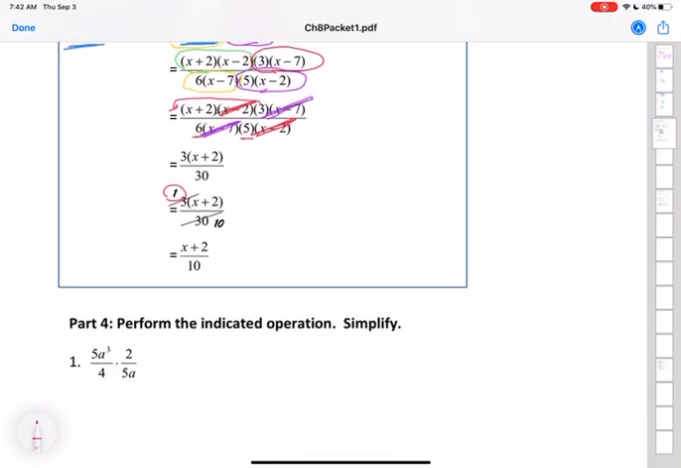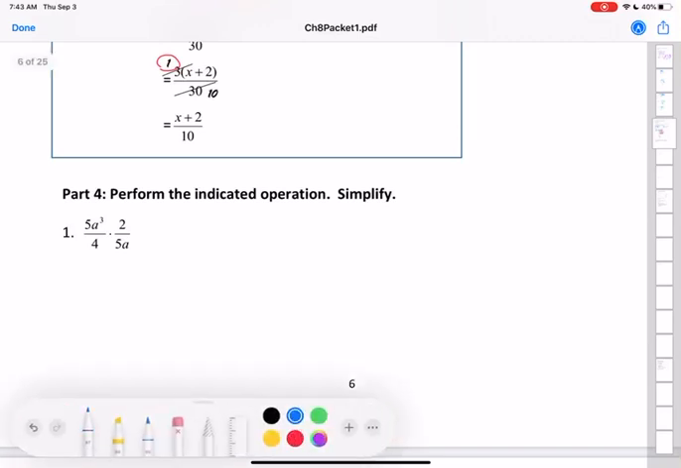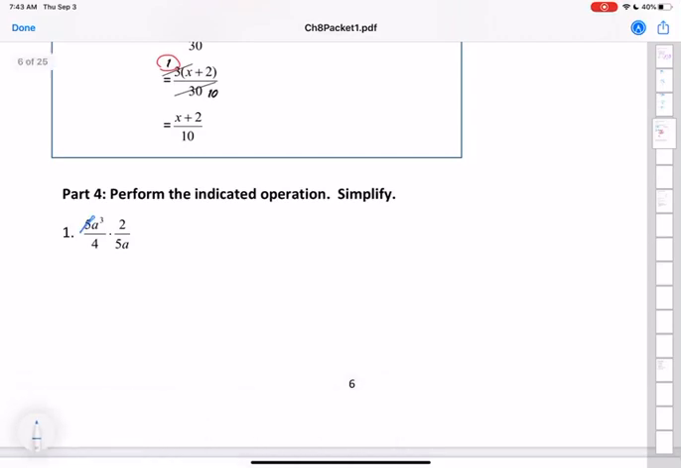All right, so take a look at this next one. We have 5a cubed over 4 times 2 over 5a. There are a few different ways to do this, and whatever way makes the most sense to you, you can go ahead and stick with. I tend to like to simplify things up front, just so that I don't have a lot of big multiplication and simplifying to do later. That's just a personal preference. I see this 5 on the top and the 5 on the bottom. So 5 over 5 is really just 1 over 1.